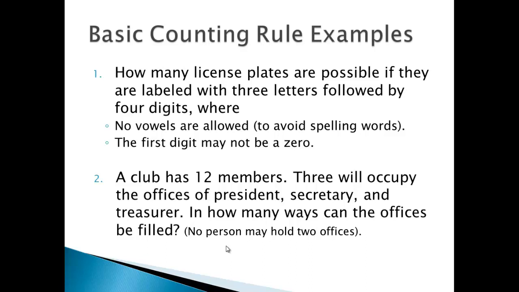First of all, for license plates, how many are possible if we are going to use 3 letters followed by 4 digits? A couple of other rules will apply. First of all, no vowels are allowed because we don't want to be accidentally spelling words. And secondly, that the first digit may not be a 0.